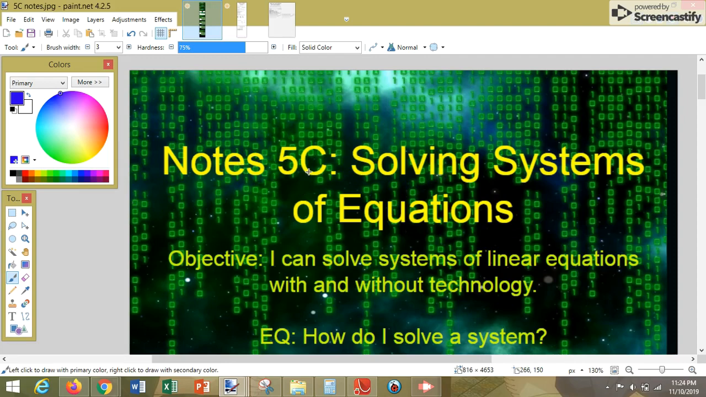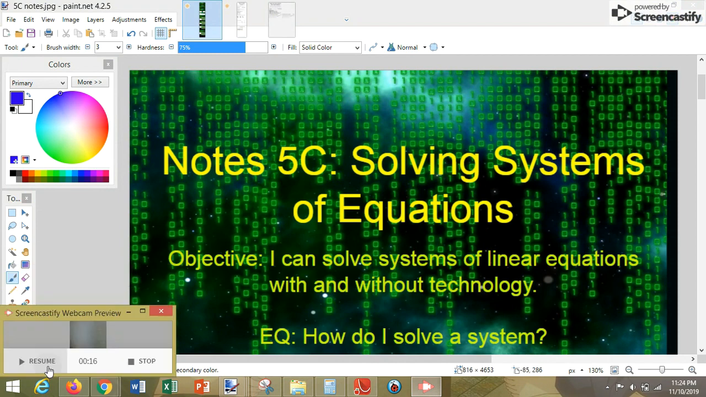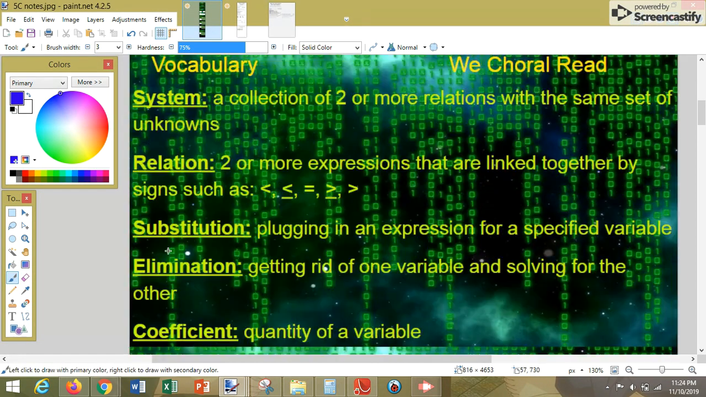Notes 5C. Solving systems of equations. Objective: I can solve systems of linear equations with and without technology. Essential question: How do I solve a system? Vocabulary. System: a collection of two or more relations with the same set of unknowns.